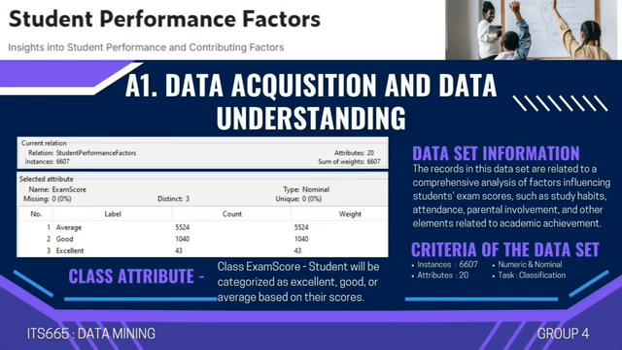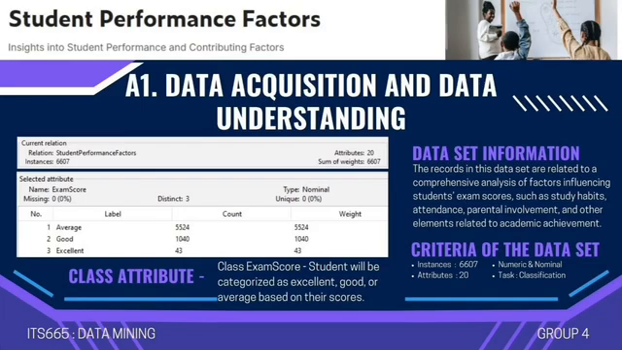A1. Data acquisition and data understanding. Dataset information. The records in this dataset are related to a comprehensive analysis of factors influencing students' exam scores, such as study habits, attendance, parental involvement, and other elements related to academic achievement. As for the criteria of the dataset, instances 6,607, attributes 20. There are numeric and nominal attributes.